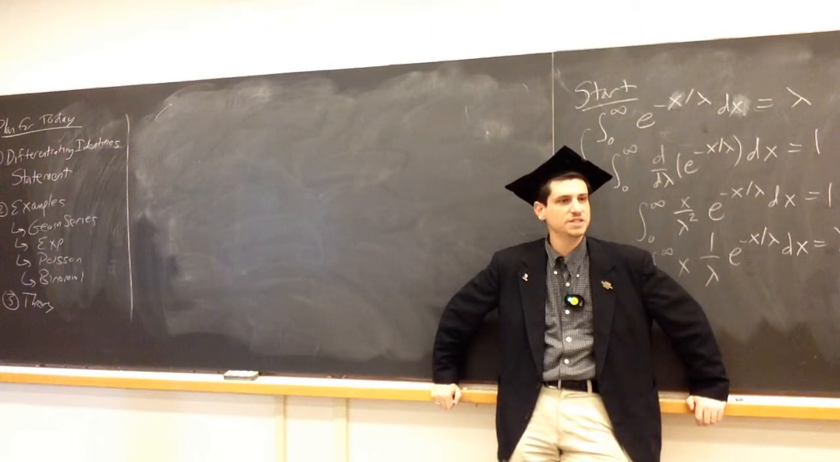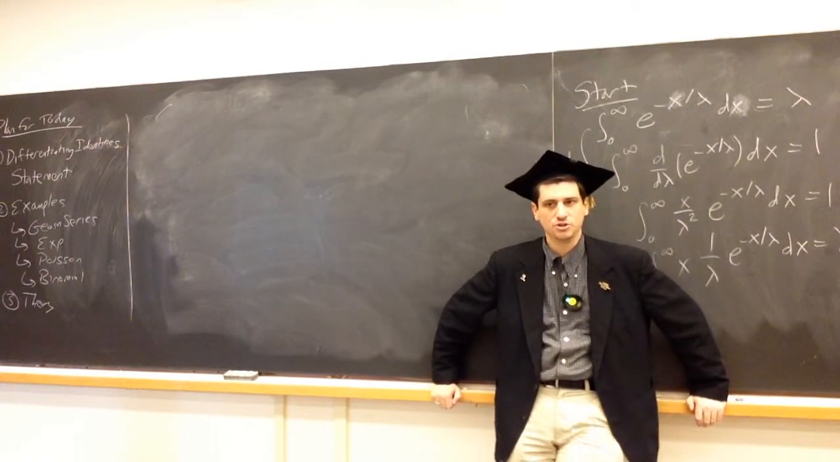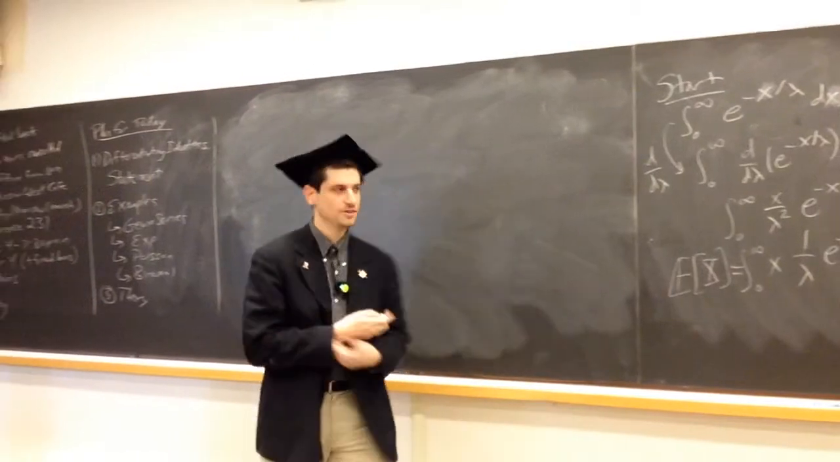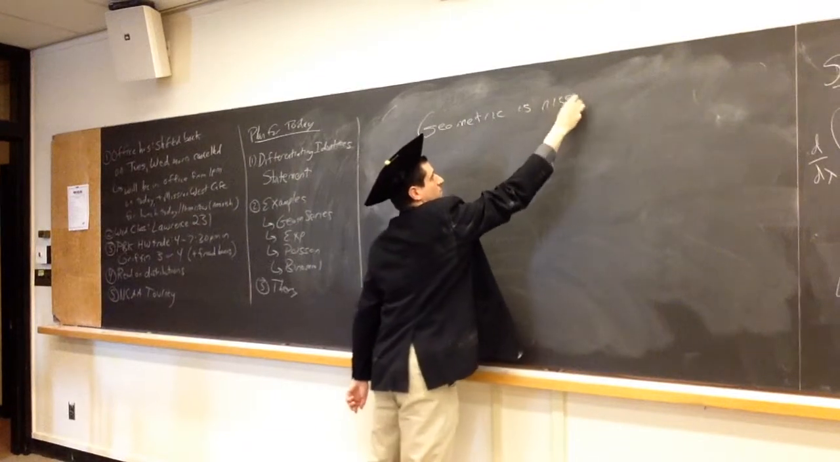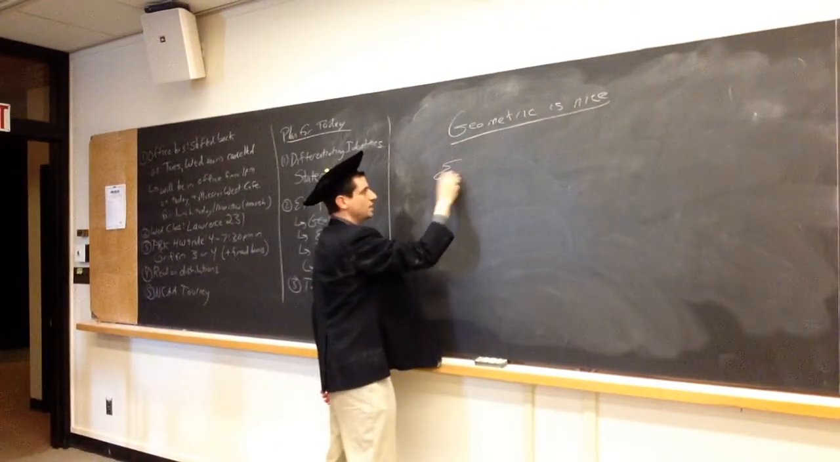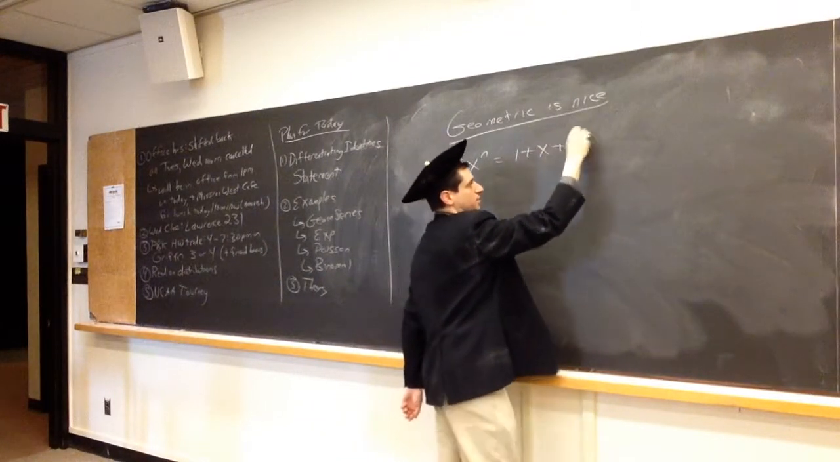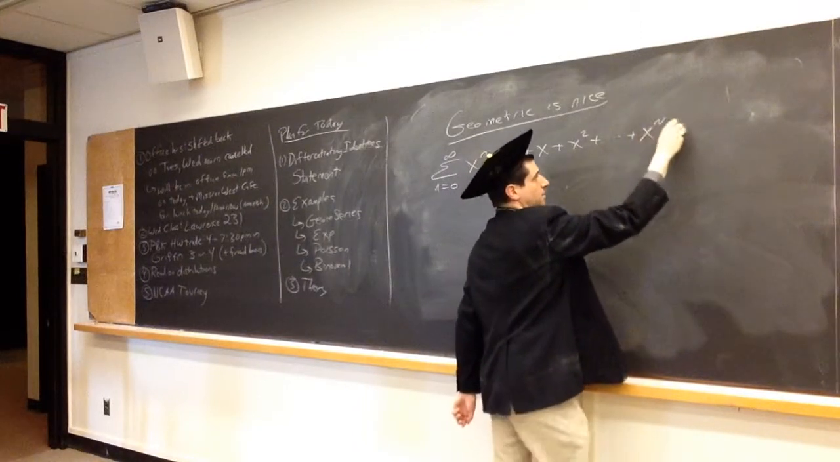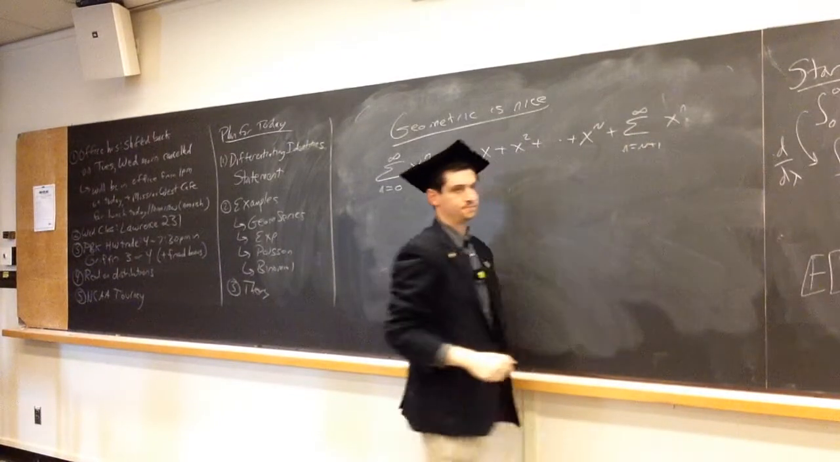What is the simplest infinite series you can think of that we can work with? What infinite series do you think is going to be the nicest one to work with? Yes? Geometric. Why is the geometric so nice? So we start off with the sum, n goes from 0 to infinity of x to the n. It's 1 plus x squared plus x to the n plus a sum, n goes from n plus 1 to infinity of x to the n.